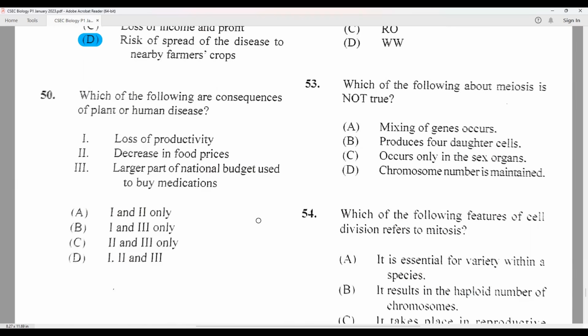Which of the following are consequences of plant or human disease? Loss of productivity, yes. Decrease in food prices. Why would, if you have a disease, why are you decreasing prices? A larger part of national budget used to buy medication. Yes. So 1 and 3, and that makes it B.